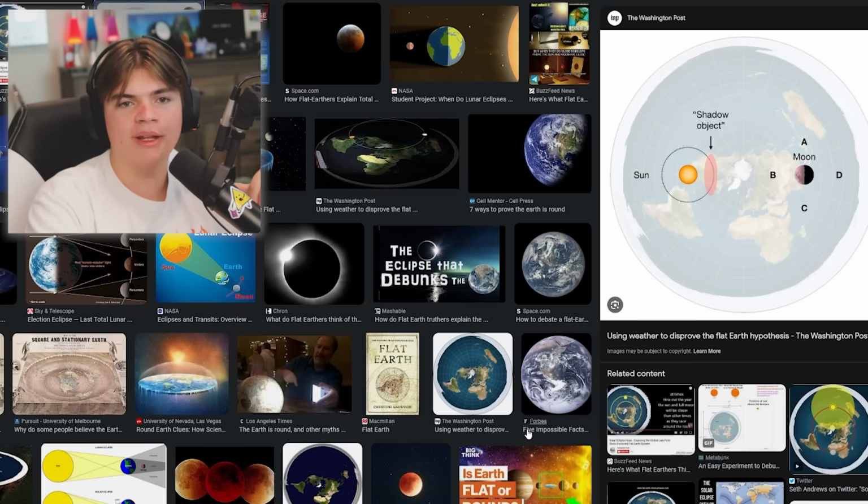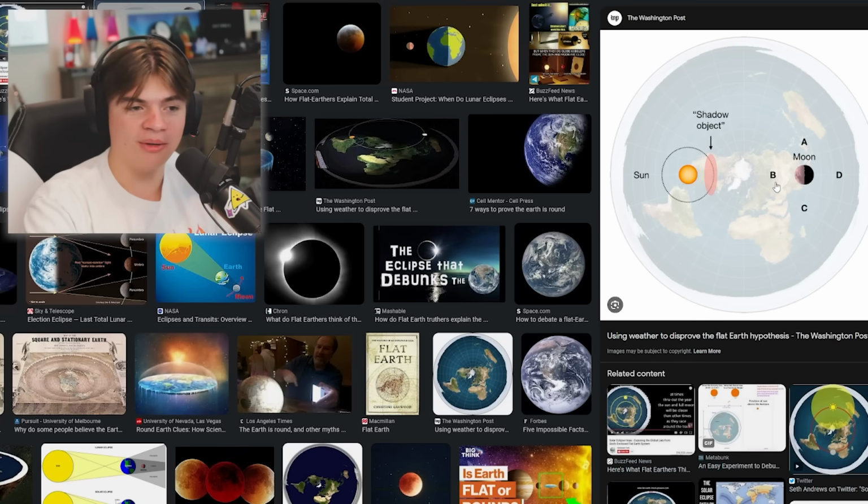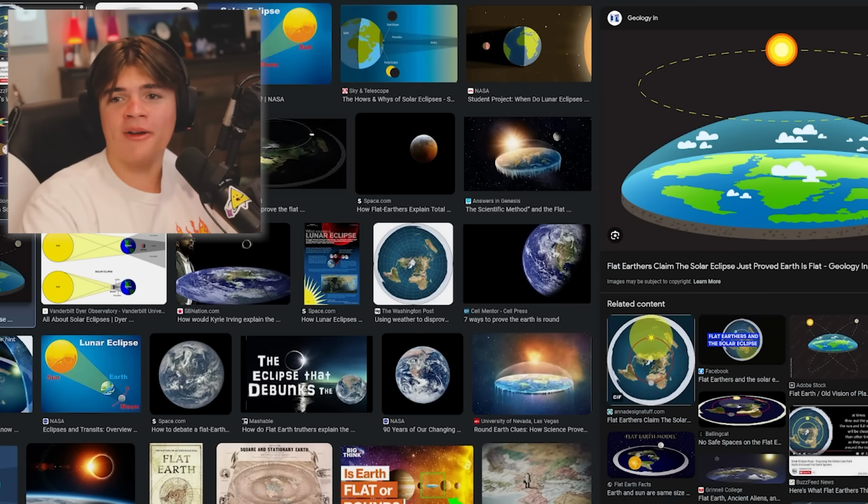So here's how they explain lunar eclipses. Here's the flat Earth model again. We have the sun, and then orbiting around the sun is some kind of shadow object, and that goes in front of the sun to block the moon. Okay, wait, so for solar eclipses, how do they do that? I don't really know. Okay.